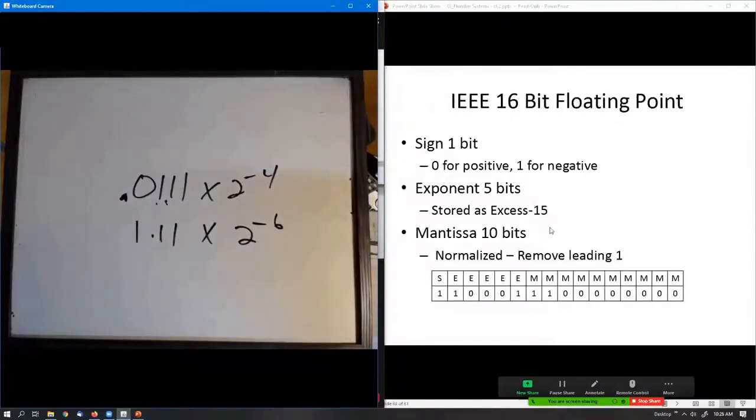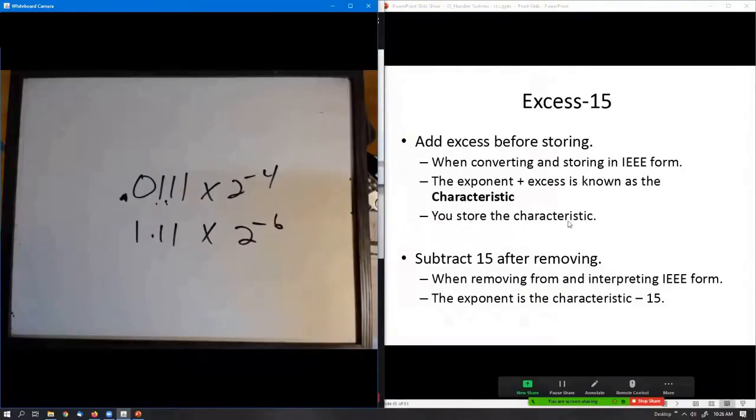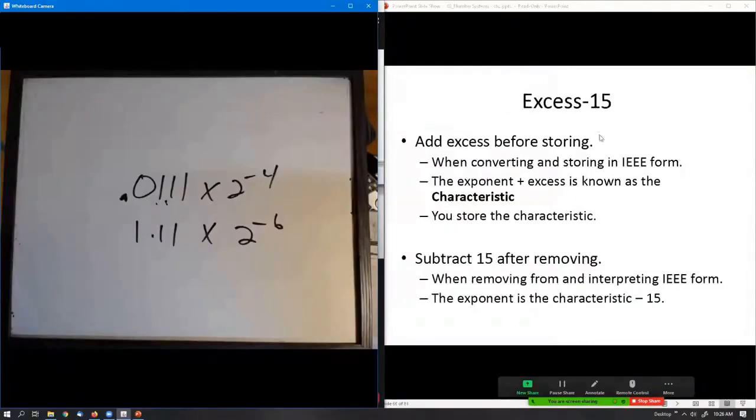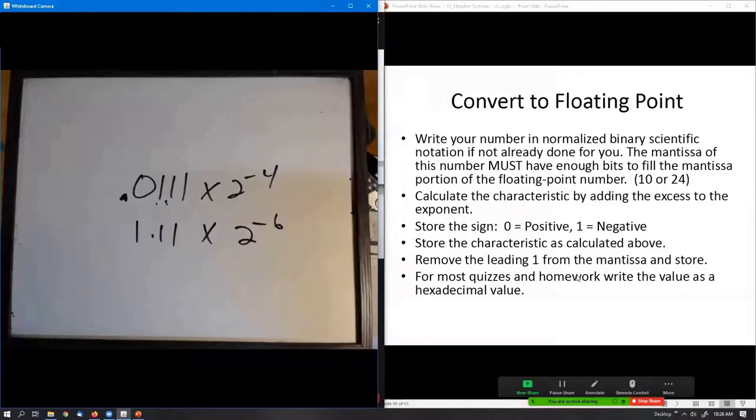All right, so let's put these into IEEE floating point format. We're going to store our numbers as characteristics. That's the exponent plus the excess. So inside of our IEEE format, we store things as the characteristic. We always add the excess when we're putting it into floating point numbers. Our excess is 15 for 16-bit floating point numbers. So we always add the excess when we're storing the number, and then we always subtract the excess when we're bringing it back out.